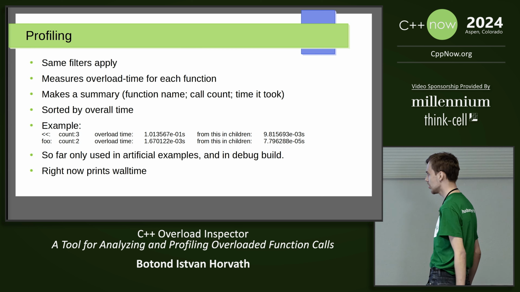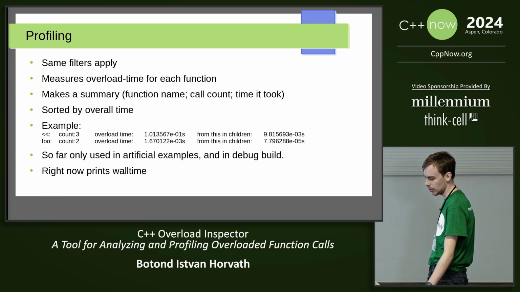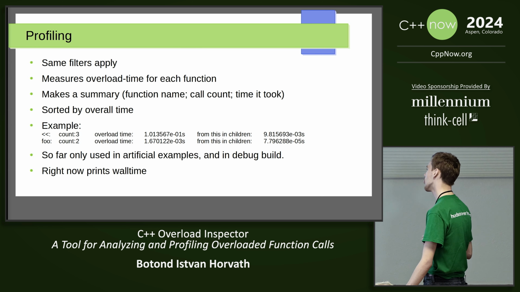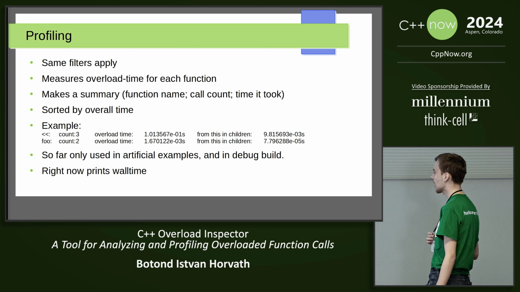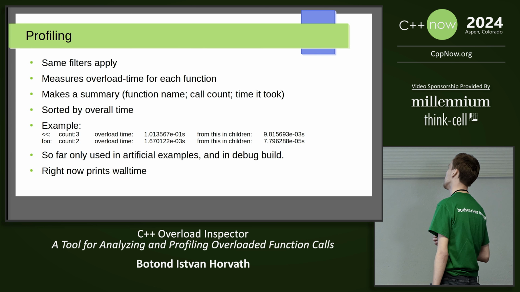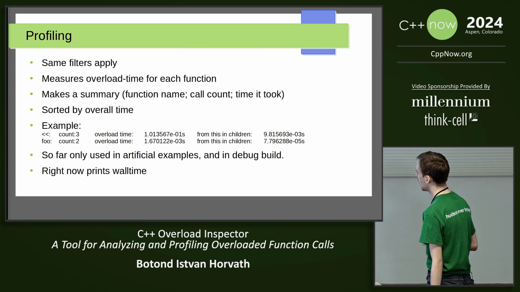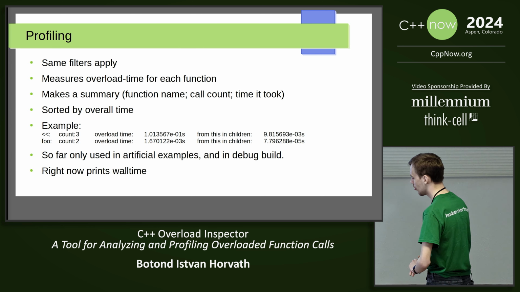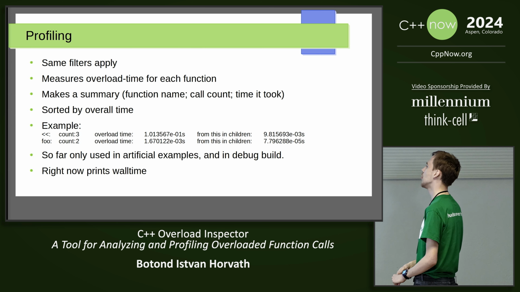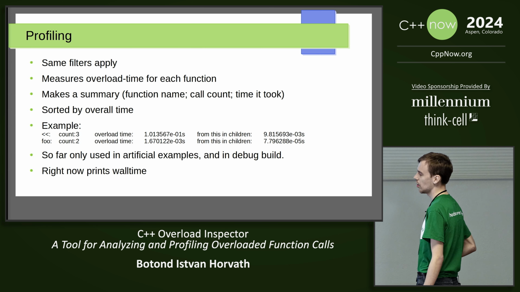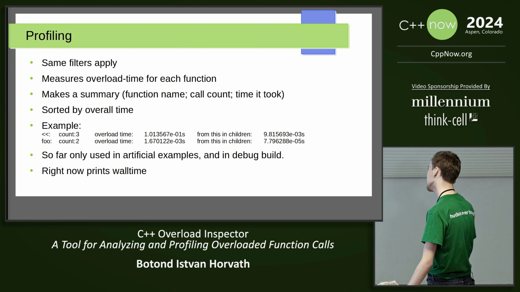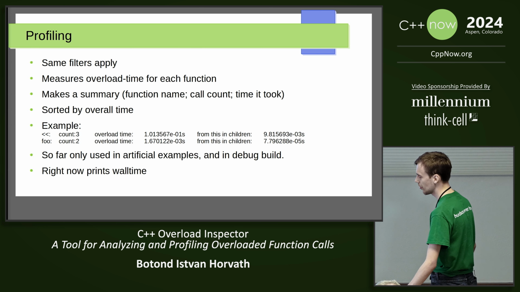So far I only use it on artificial examples and only in debug build, so I didn't measure anything useful yet. Right now, everywhere I measure the whole time, and one thing I want to mention is that I measure separately how long it took the children of an overload to resolve. These are, for example, the implicit conversions, because it is possible that multiple implicit conversions were possible at one place, and then we had to decide which implicit conversion we use.